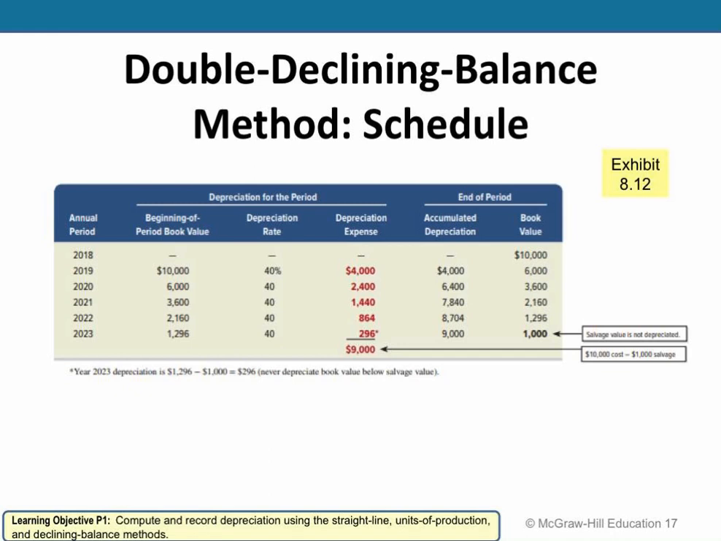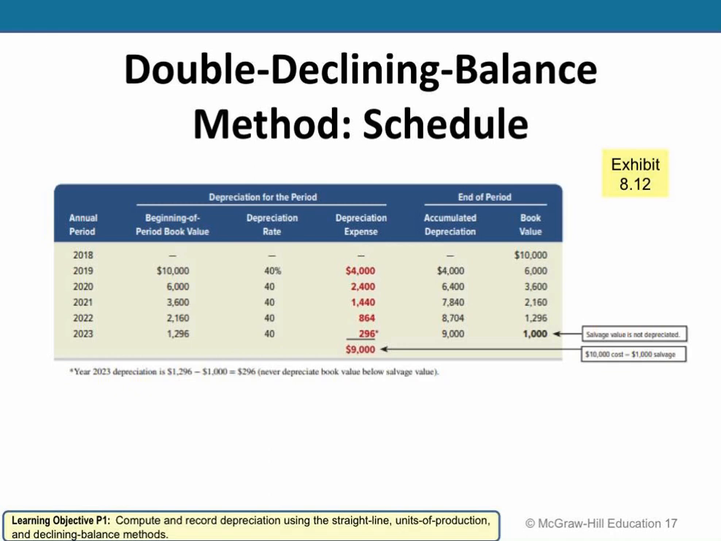So here in year five is where things are going to get a little different, and that's because we're going to take that book value at the end of 2022, the 1,296, we're going to multiply it by 40%, the same as we would in each of those 5 years. This calculation would yield us $518 for the depreciation expense.